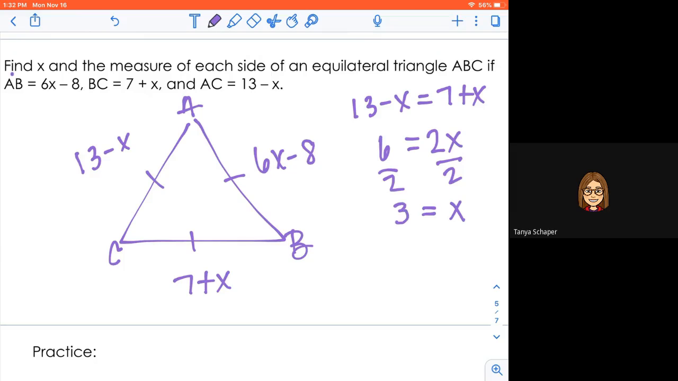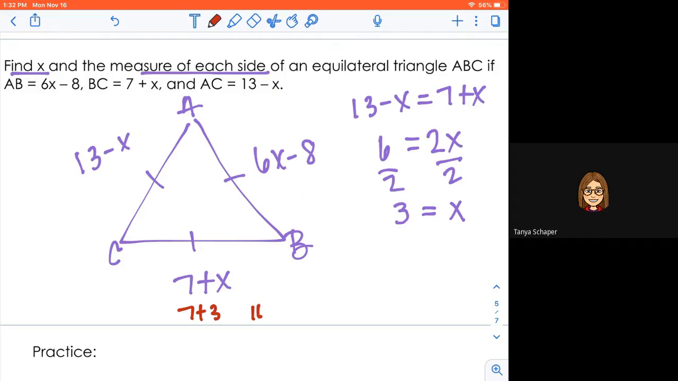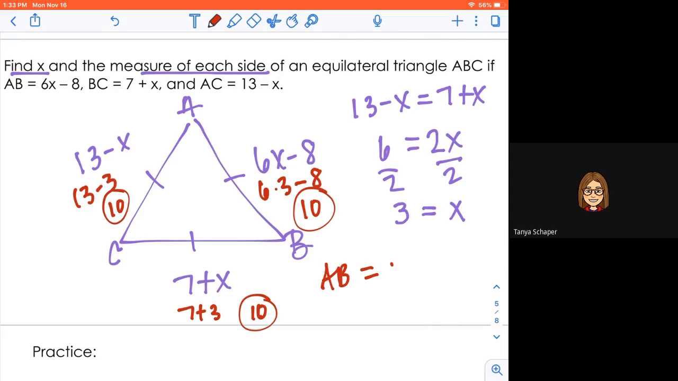So it said find x and the measure of each side. This is a great way that I can go in and check to see if my answer is correct. 7 plus 3 is 10. 13 minus 3 is 10. 6 times 3 minus 8 is also 10. So I did my work correctly. So the measurement of AB is 10. The measurement of BC is 10. And the measurement of CA is also 10.